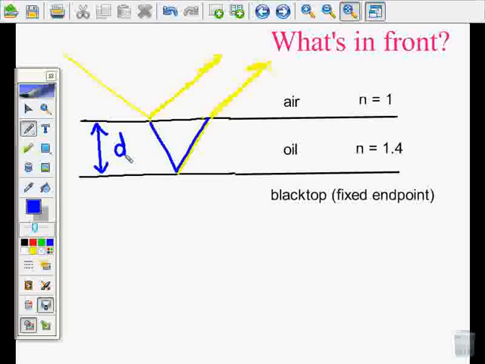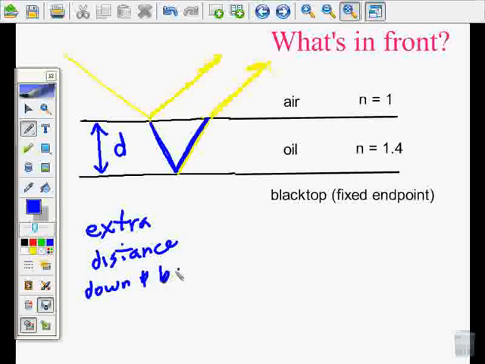And if this is basically happening in an up and down fashion, essentially this extra distance down and back up is equal to 2D. Extra distance down and back up equals 2D. And what we want to do is figure out what this extra distance has to be if we want these two rays of light to be in sync, to be in phase, to have constructive interference.